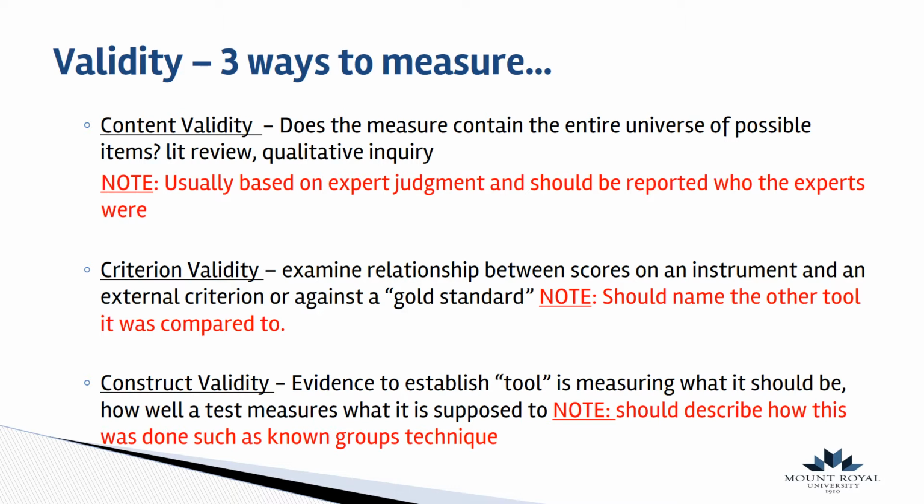So if they're establishing criterion validity, the researcher should name the other tool it was compared to. And the third type of validity is construct validity. This is where the researcher provides evidence to establish the tool is measuring what it should be, and how well a test measures what it's supposed to. Of note, the researcher should describe how this was done.